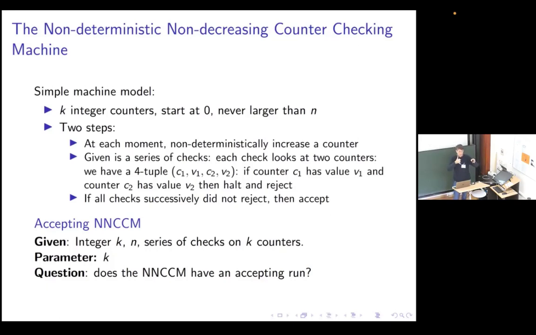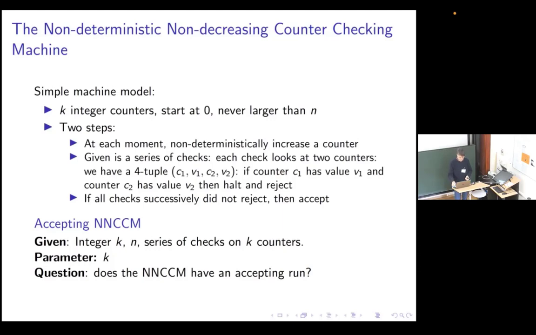Yeah, so what I do is I start at 0, I may do a random increase of counters, I do my first check, I can do a random increase of counters, I do my second check, and so on. And if I've done the last check and it didn't stop, then I say yes. Okay. It's about doing these checks in sequence and in between. Yeah, so I do the checks in sequence, and in between I can decide to increase or not increase the counters.